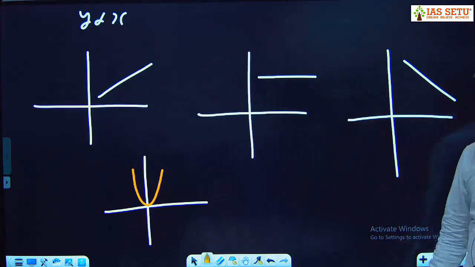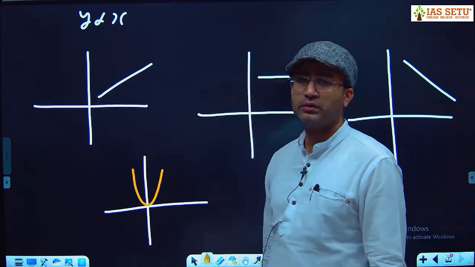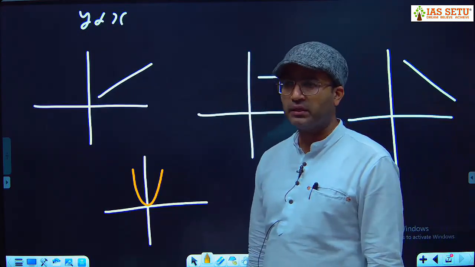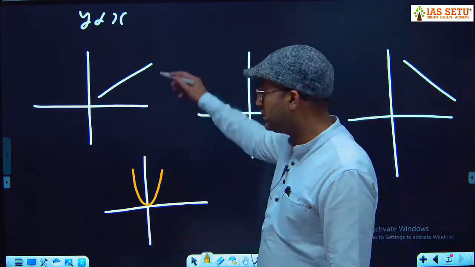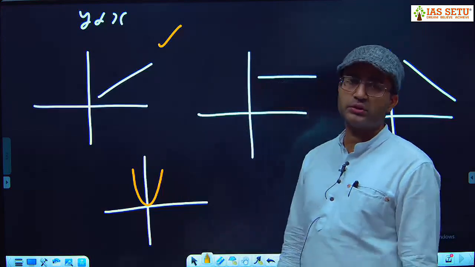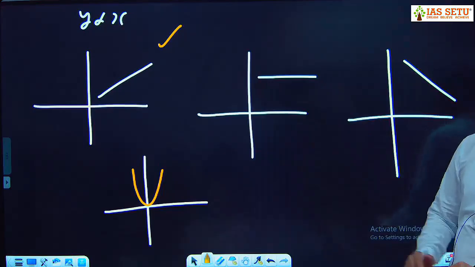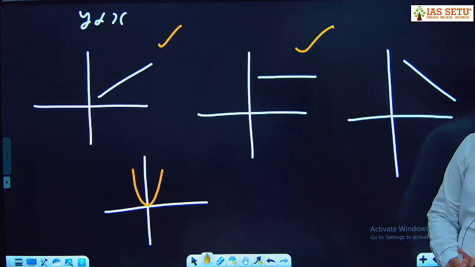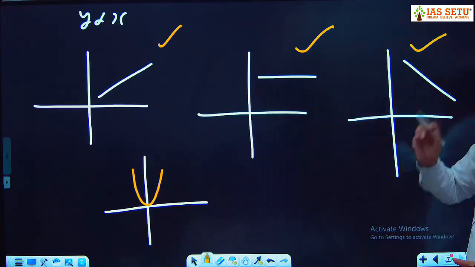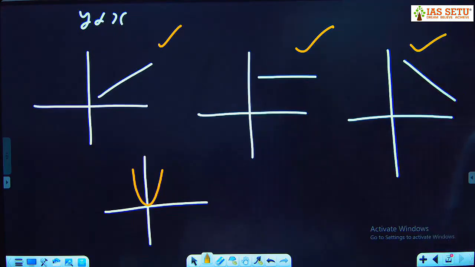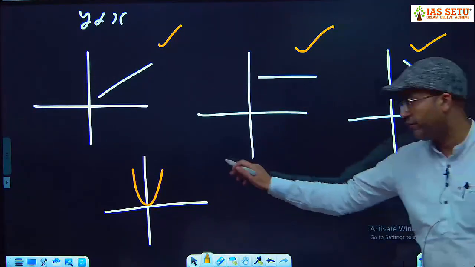First, third, fourth. Multiple graphs can be your answer. It's not only one graph. First one is yes, without any doubt. There is no doubt, the first one is y is directly proportional to x. Even the second one also represents y is directly proportional to x in mathematics. Even the third graph also, it is not inversely proportional. It is y is directly proportional to x.